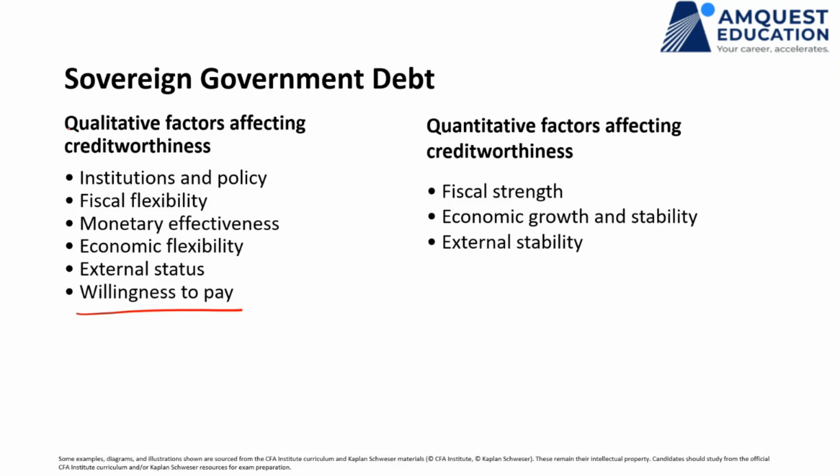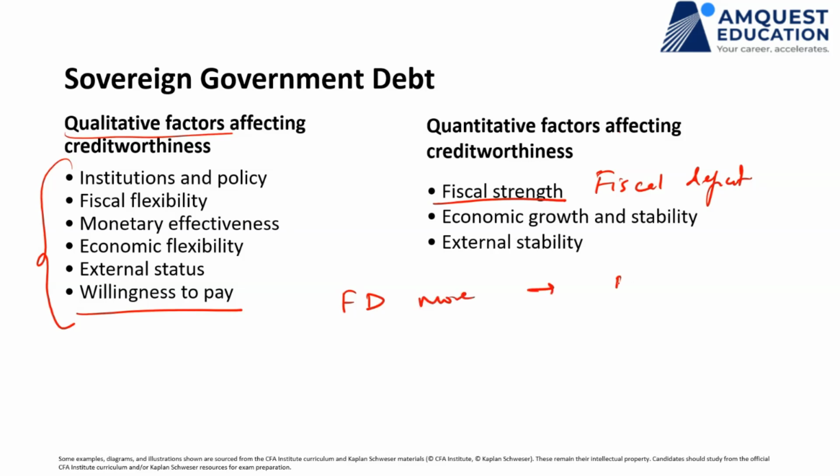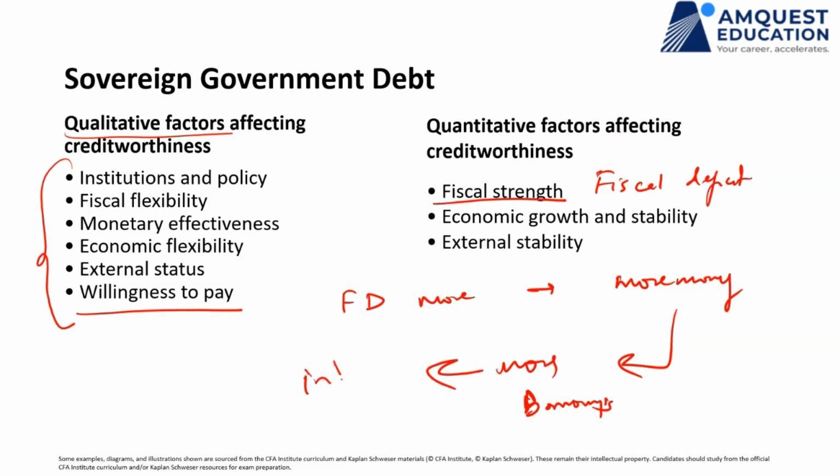Why do we call them qualitative? Because these are largely analyzed on a qualitative basis. You don't have a lot of quantification for this. What you can assess on a quantitative basis is fiscal strength. So you can look at what the fiscal deficit is, right? And if the fiscal deficit is more, the government will need more money. And more money means more borrowing. And if they're going to do more borrowing, obviously interest rates are going to increase. So we can measure fiscal strength.